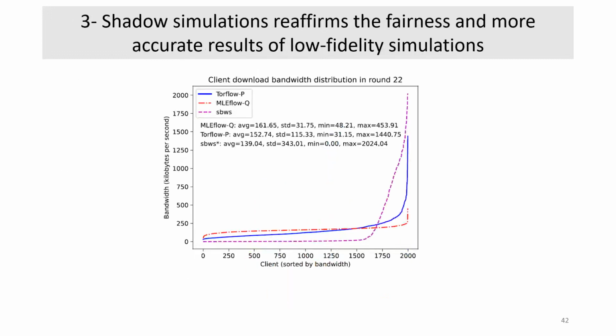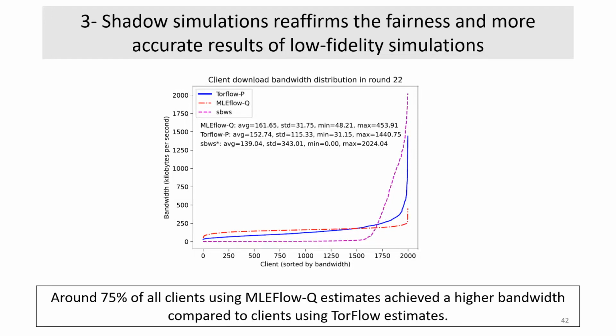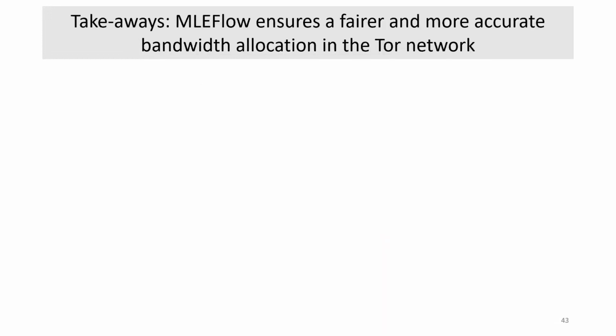An important question is, how does this affect the performance of Tor users? In fact, using Shadow simulations, we found that around 75% of all clients using MLEFlow-CF estimates achieved higher bandwidth compared to clients using TorFlow estimates.